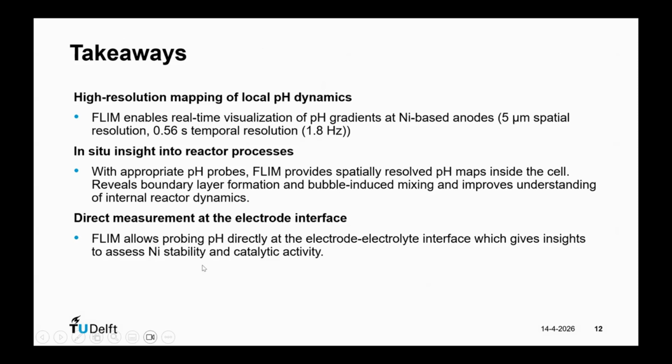Also, it gives us in situ insights of what's happening inside the reactor, which also allows us to understand further the mass transfer phenomena and, for example, see the boundary layer formation and bubble-induced mixing. And lastly, it's also important to see how the pH changes, and this is something that FLIM allows us to do, because based on the pH, the nickel that is our catalyst and our porous transport layer can change its stability and catalytic activity.